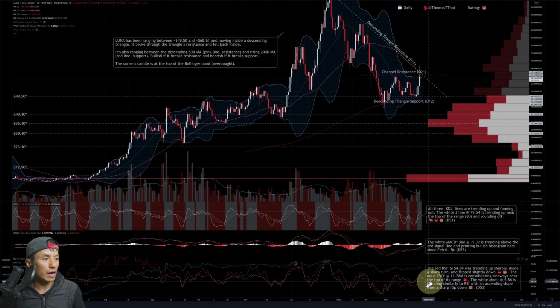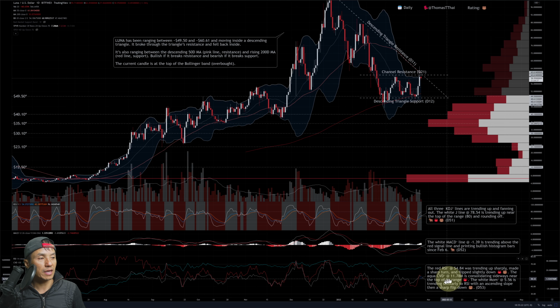Down below, the red RSI line, this line right down here, is currently at 54.84 and was trending up sharply. You can see that here. It's almost vertical, and then it flipped, and then it went slightly down. So that's making it more bearish, but I would say it's more crab and a bear. So it'll probably go sideways slightly and then go potentially down.